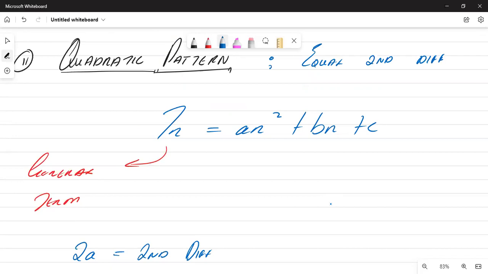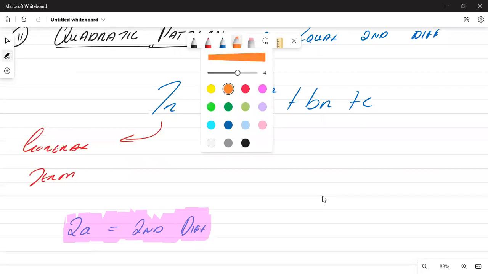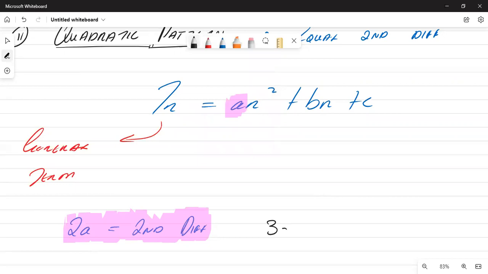So in order for you to find specifics, if you're looking for a, it is going to be 2a is equal to the second difference. If you therefore go on and look for b, it is going to be as follows: 3a plus b is equal to the first difference.